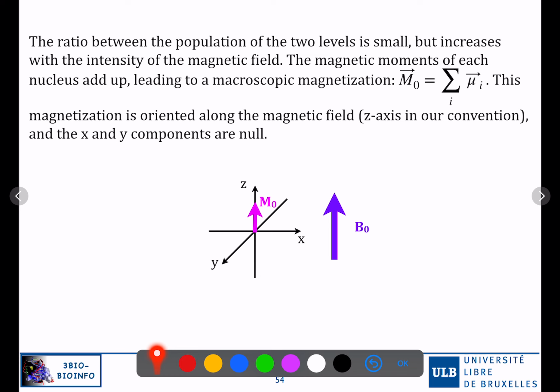So here, that's the first part about NMR. In a second video, we will see now how to use that to obtain structural information about proteins. Because up to now, you have just a magnetization, but no more information.